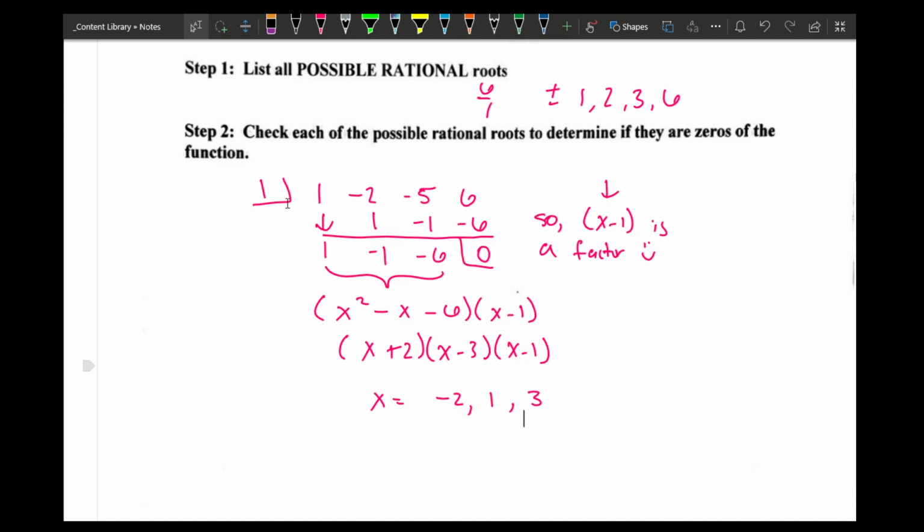Clark, man, I really hate factoring. Even though we did it forever, I don't want to do it. Factoring is the bane of my existence. Okay, there's another way. We're still going to use synthetic division, though.